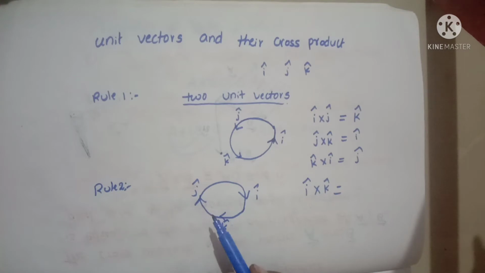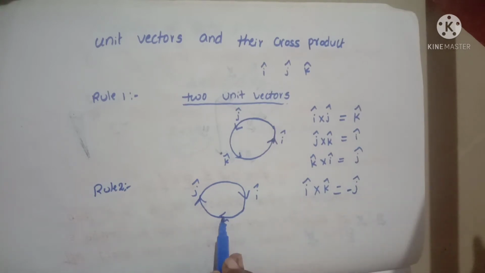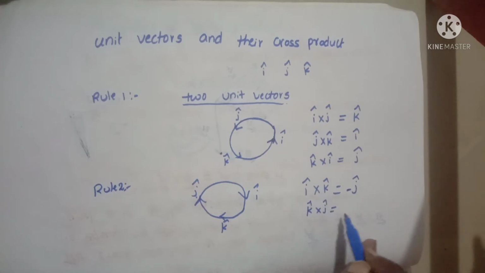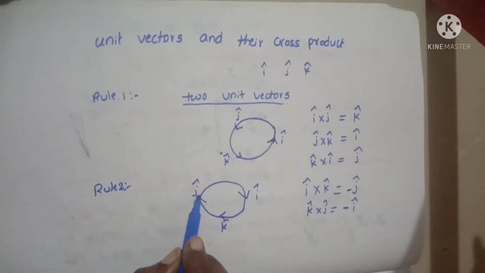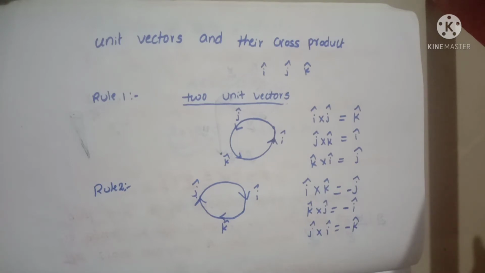Second rule, when these unit vectors are in clockwise direction. First one, i and k multiplied gives the third vector with negative sign. Next one, k and j. When these two are multiplied, it gives minus i cap, the third vector. Next one, j and i. j cross i gives minus k. These are the two rules when we are doing the cross product of unit vectors.